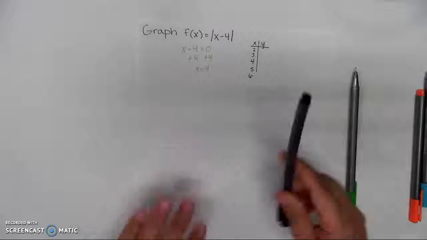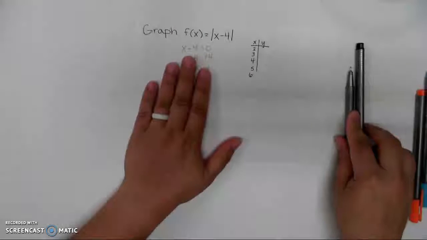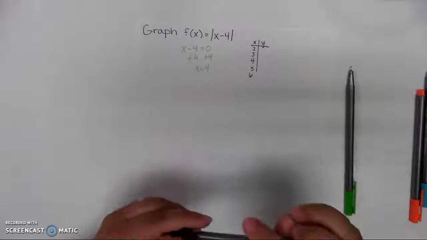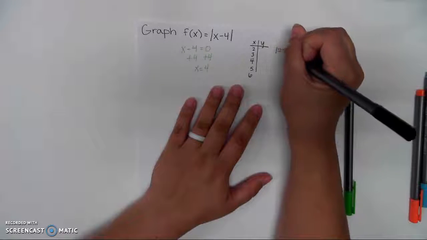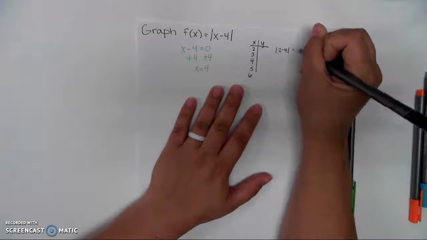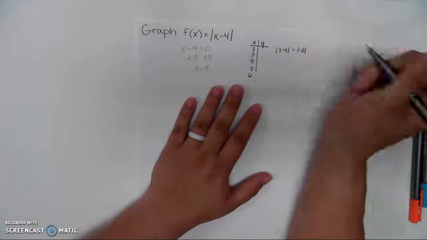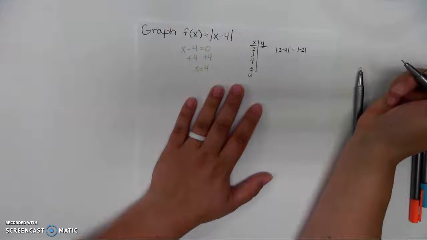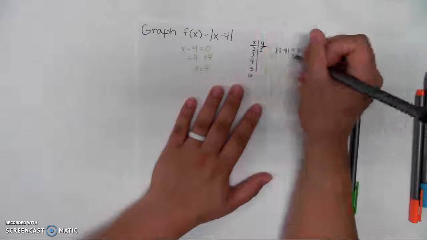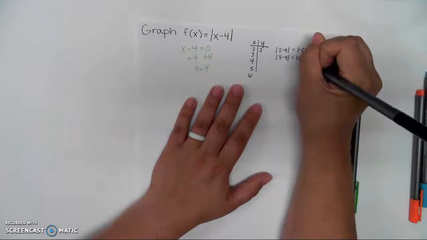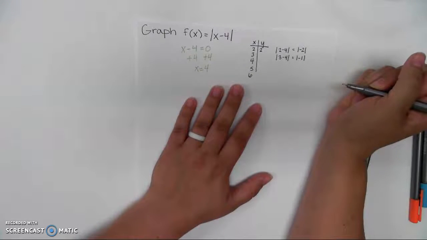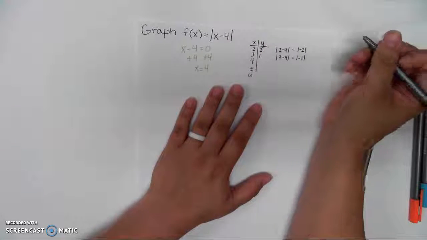Okay? So now I'm going to plug these into my equation to evaluate what the y would be at these values. So the absolute value of 2 minus 4. I'm going to do the absolute value of negative 2. The absolute value is distance from 0, so that would just be positive 2. Then I've got 3 minus 4. The absolute value of 3 minus 4 is the absolute value of negative 1, which is positive 1.